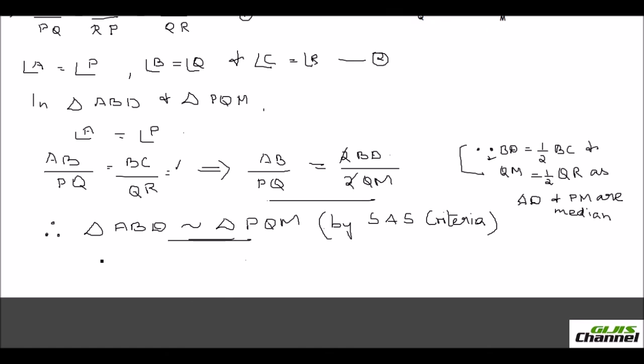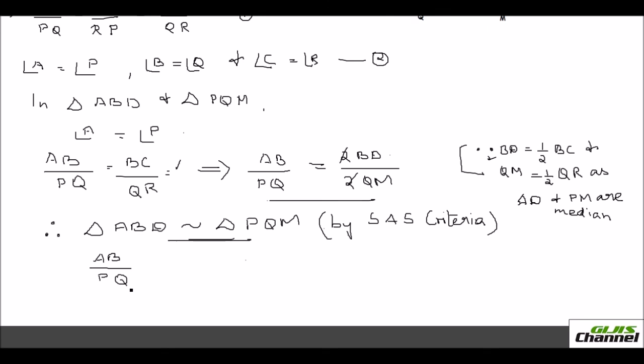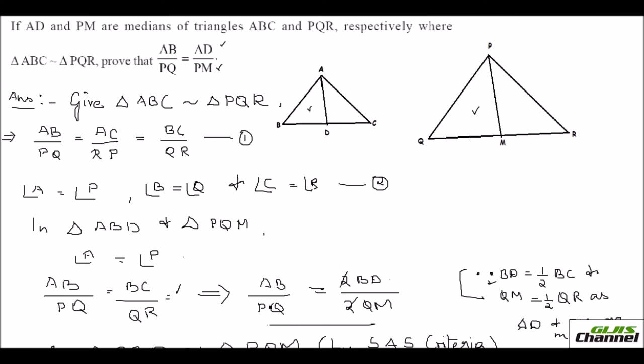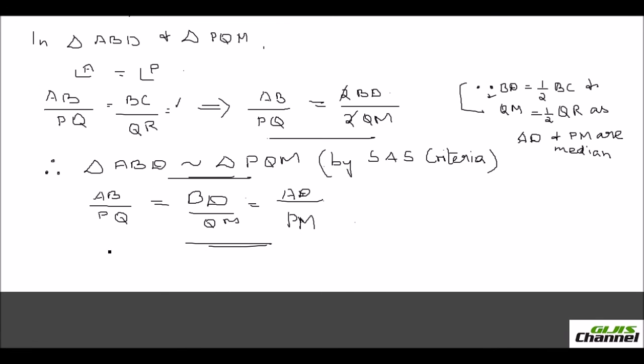If they are similar, you know the sides are proportionate. So I can complete it now by writing AB over PQ is equal to BD over QM, and then you have AD over PM. Okay? So now you have proved that your AB over PQ is equal to AD over PM. Okay? Hence it is proved.